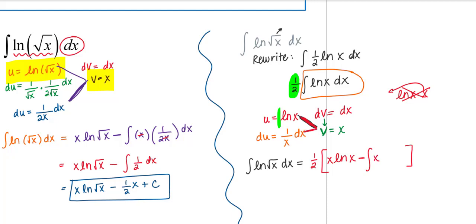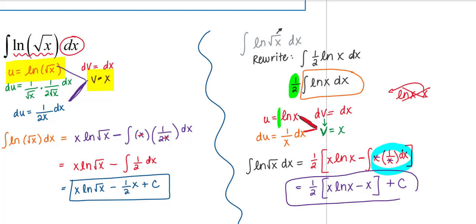So v is x, du is 1 over x dx. My new antiderivative is absolutely easier to integrate than the original. So I continue on, and I'm really just integrating 1. So that's just x plus c. Don't forget that half in front. Now, are these two equivalent? My answer is yes. Certainly I can see that the second term is going to be equivalent because they're both 1/2 x.